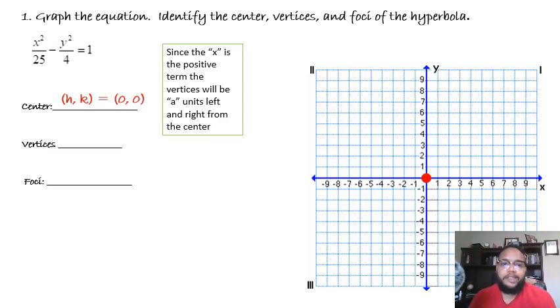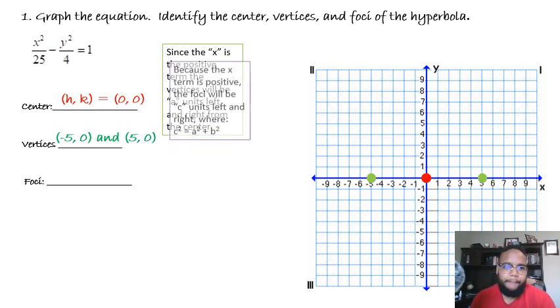Now, since the X is the positive term, the vertices will be A units left and right from the center. Now that 25 is actually A squared, so A by itself is going to be 5. So you're going to go 5 units left and 5 units right. And that's our green dots right there. That's going to be our vertices. That's going to be the point at which our hyperbola goes through. And it goes like that.